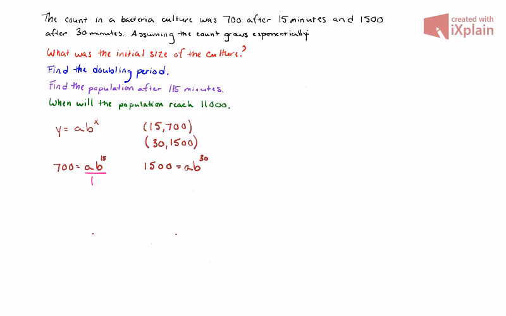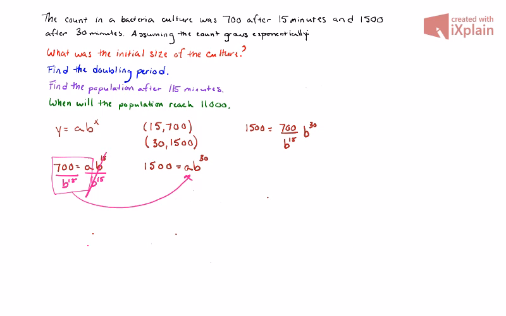So what we're going to do is a little bit of manipulation. It looks like I can easily isolate the a, so I'm going to divide both sides by b to the 15th. This gives me a new definition. I know that a is the same thing as 700 divided by b to the 15th. So I can substitute that into my other equation. So now I have 1,500 is equal to 700 divided by b to the 15th times b to the 30th. Notice that we're slowly accomplishing a goal here. We're able to get rid of the variable a, and we can focus all of our attention on one variable.